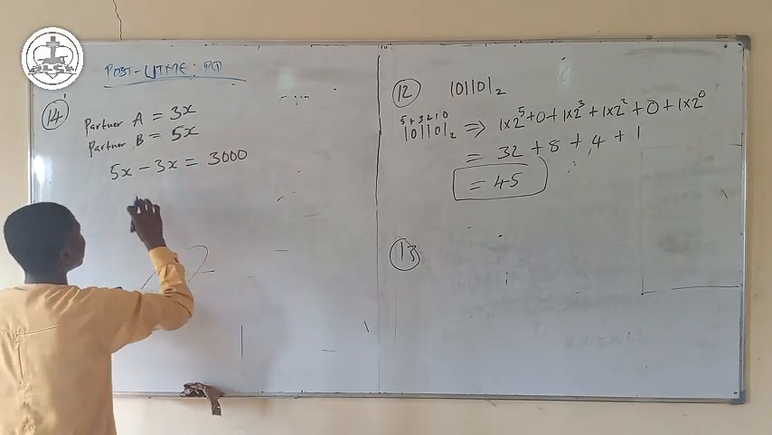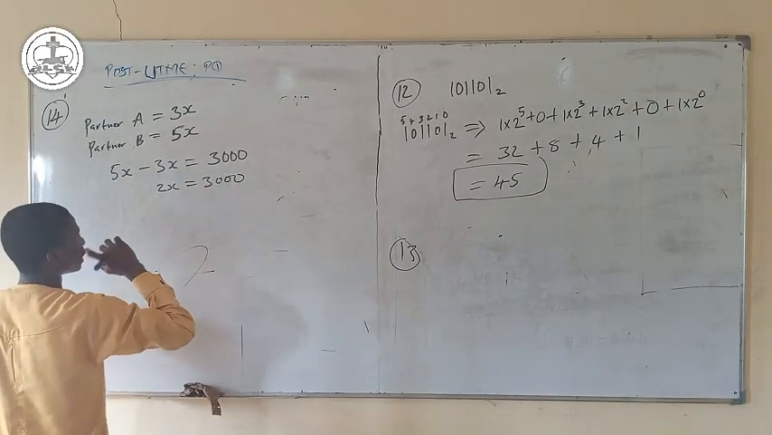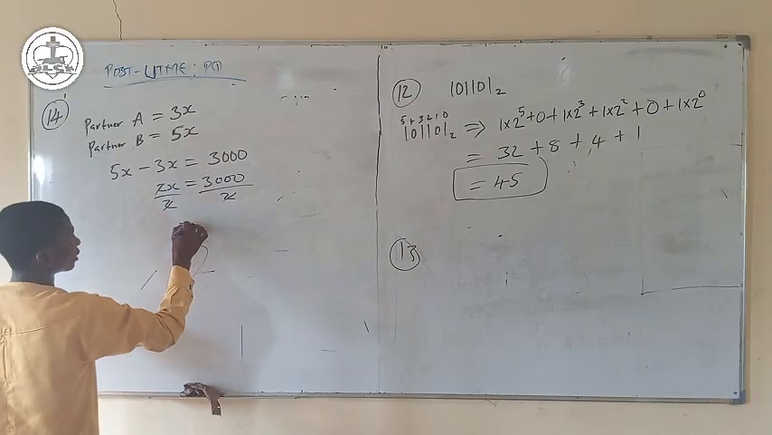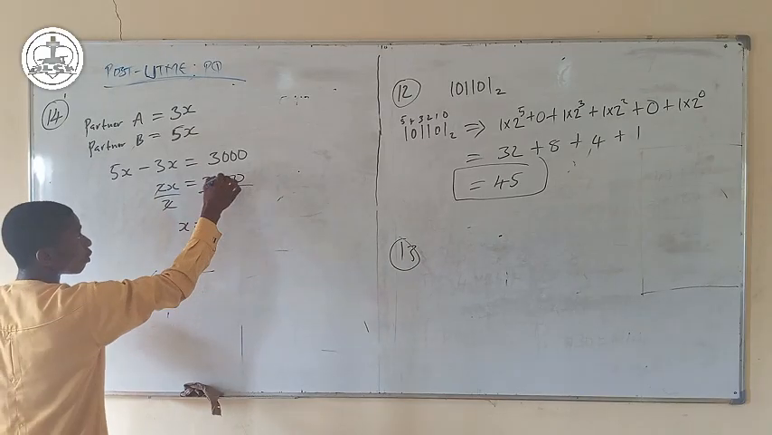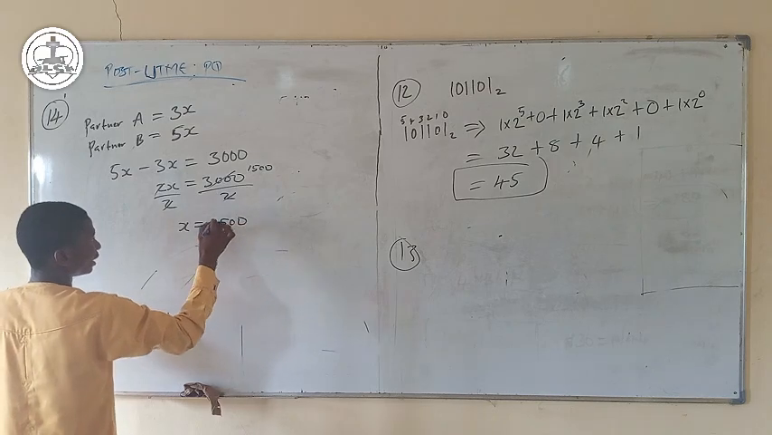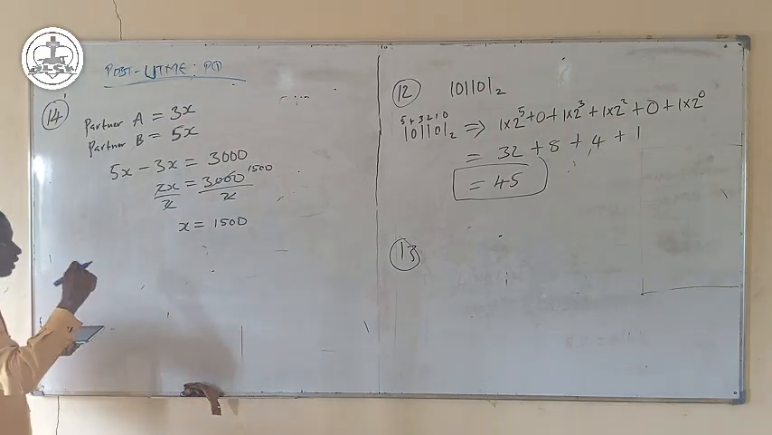This is what you received. This is going to be what? 2x is equal to what? 3,000. And what do we have here? Divide by 2. Divide here by 2. We have x to be equal to what? 1,500 naira. So now they want us to find the total profit.